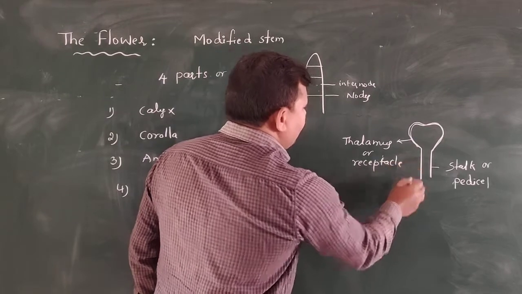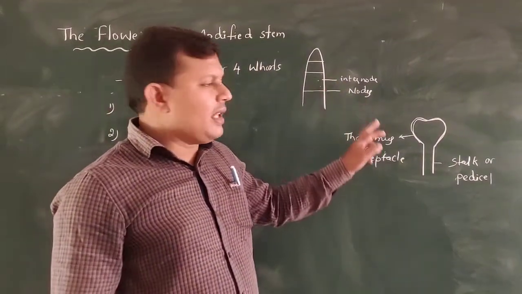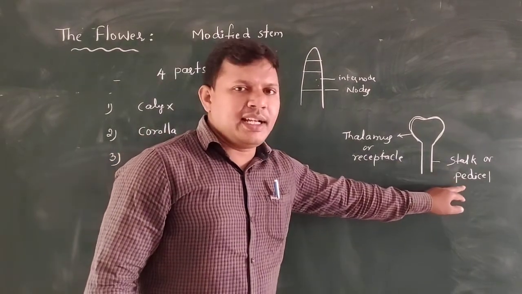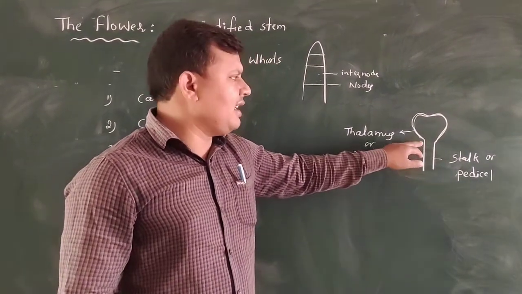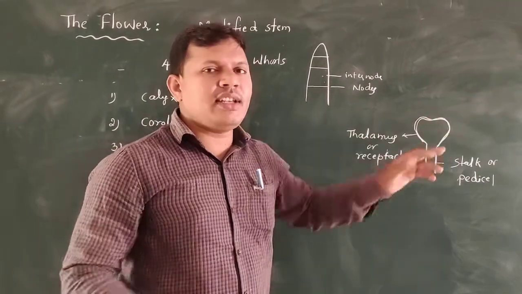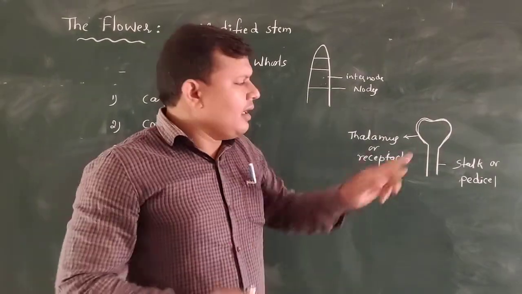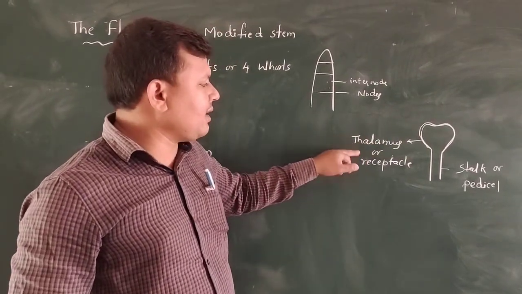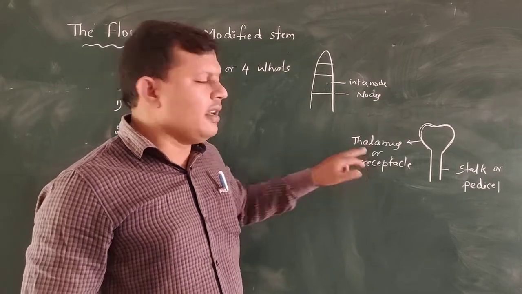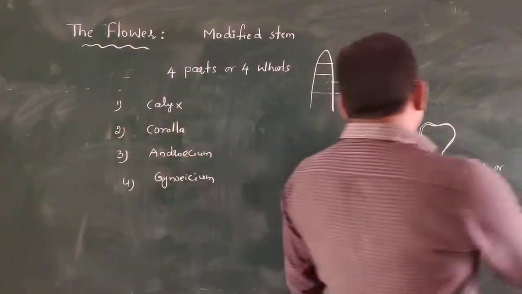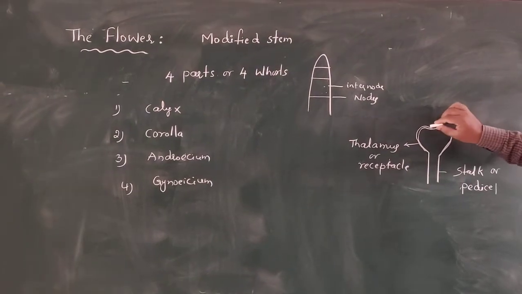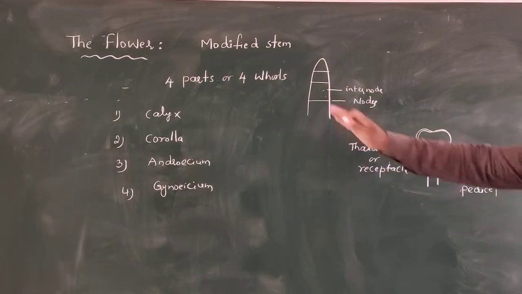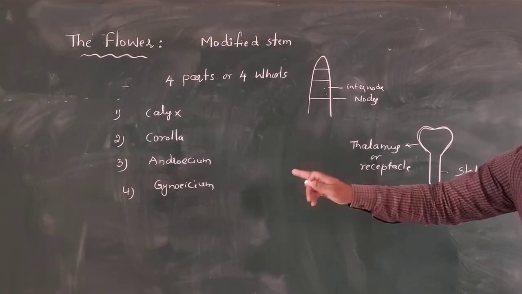So in the flower, the stalk is called the pedicel, and above the pedicel we can see a swollen structure, which is the base of the flower, the thalamus or receptacle. And above the thalamus, we can see all 4 parts of the flower: the calyx, corolla, androecium, and gynoecium.